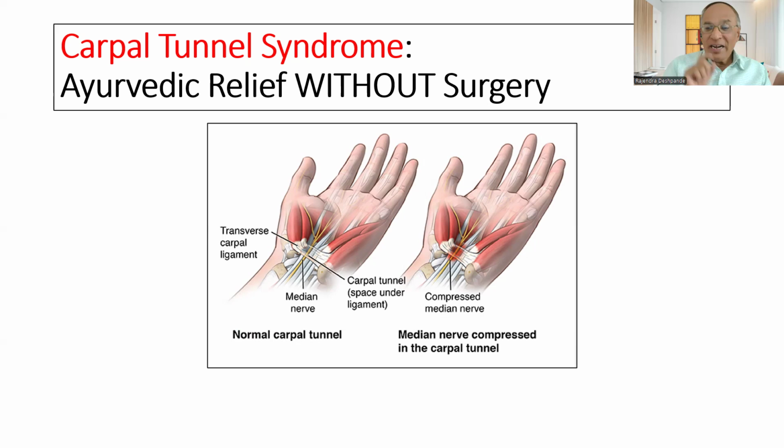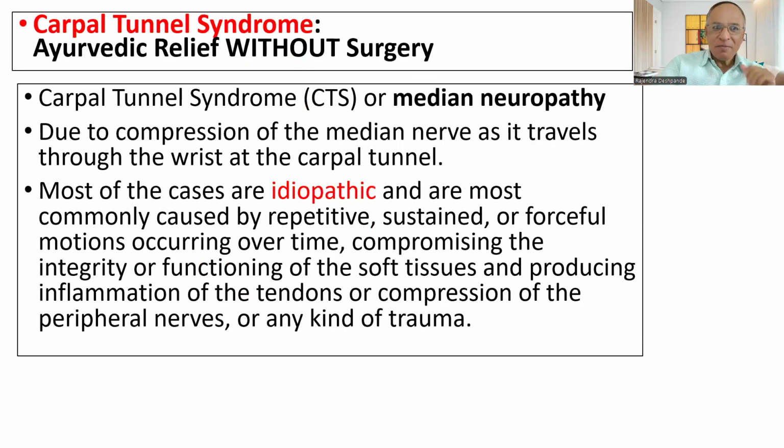The median nerve gets compressed here in the wrist area, and that's why this particular group of symptoms is called carpal tunnel syndrome. Median nerve compression is the most important pathology to be remembered. Carpal tunnel syndrome, CTS, or median nerve neuropathy, is due to compression of the median nerve as it travels through the wrist at the carpal tunnel. Most of the cases are idiopathic.